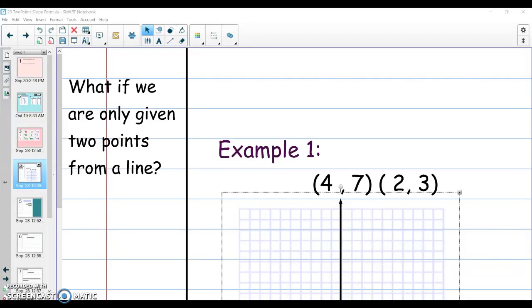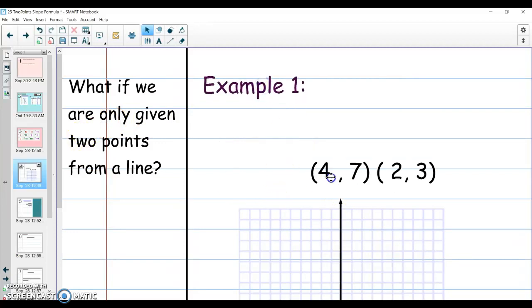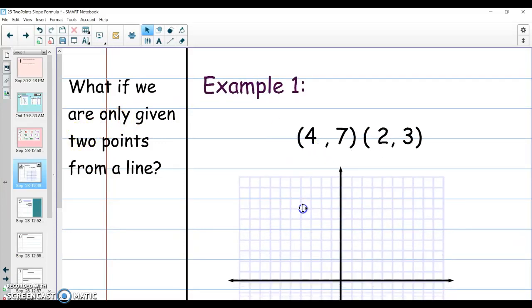This is an instructional video about how to find the slope of a line when only given 2 points. So it's specific to the slope formula. The piece that I want you to start with is, what if we are only given 2 points from a line? For example, say that we had (4, 7) and (2, 3).